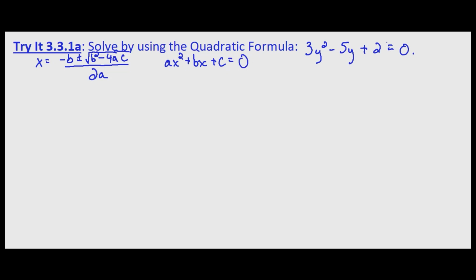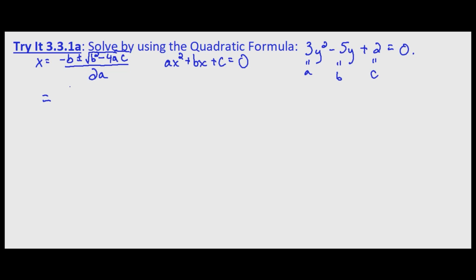So what we're given is 3y squared minus 5y plus 2 equals 0. So that means that a equals 3, b equals negative 5, and c equals 2. So now we simply plug this in, substitute into the quadratic formula and solve, or simplify it in order to solve for x.